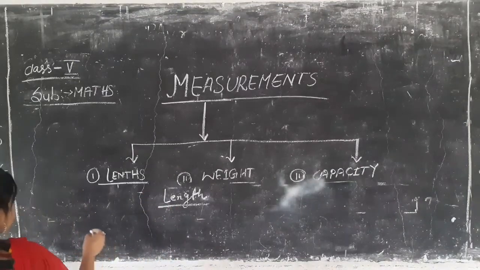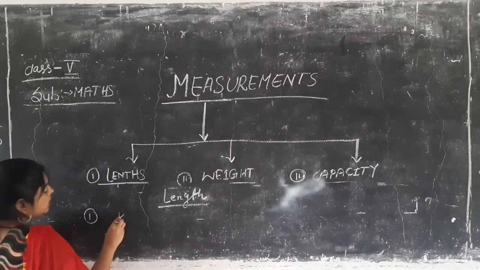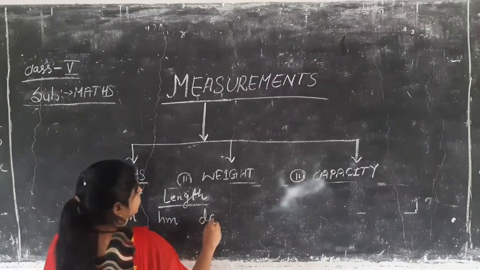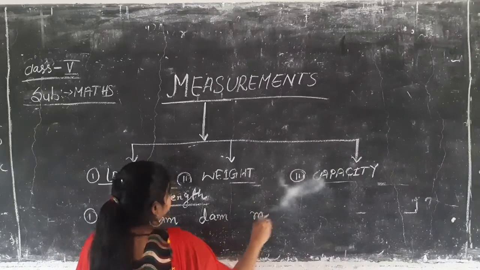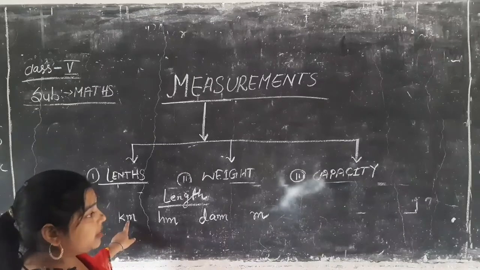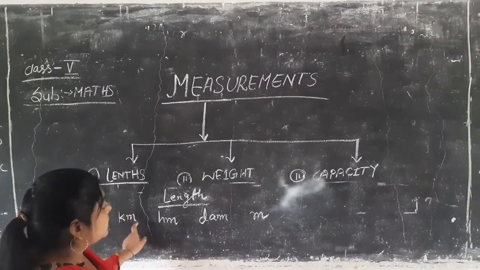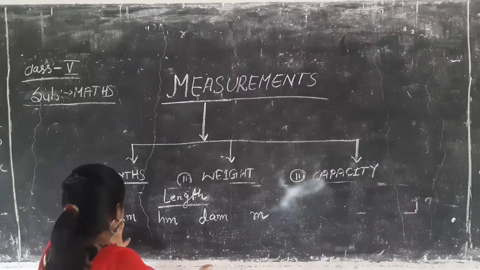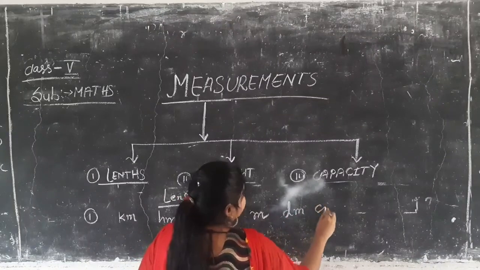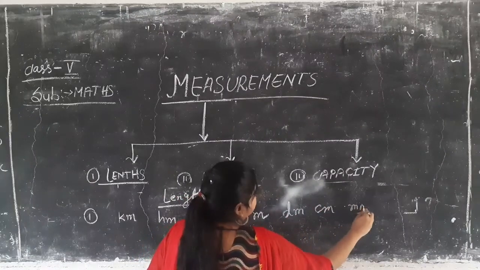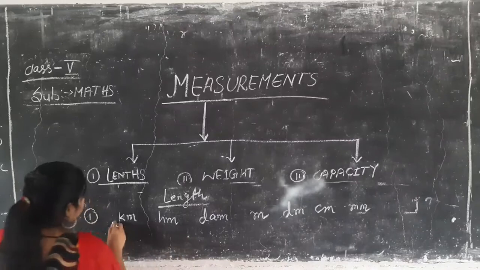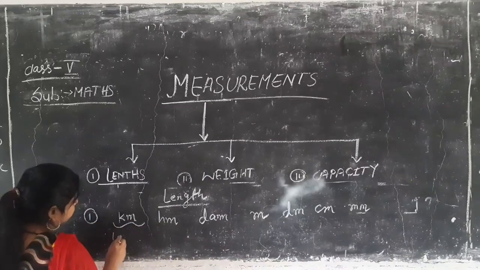How can we write it? We write some tables. Kilometer, hectometer, decameter, meter. We write kilometer in the full way, but we also write it in the short way. Kilometer, hectometer, decameter, meter, decimeter, centimeter, and the last is millimeter. So which is the largest unit of length? The largest unit of length is the kilometer.